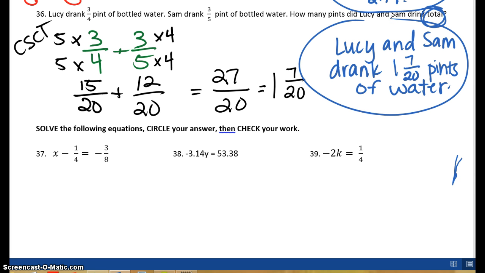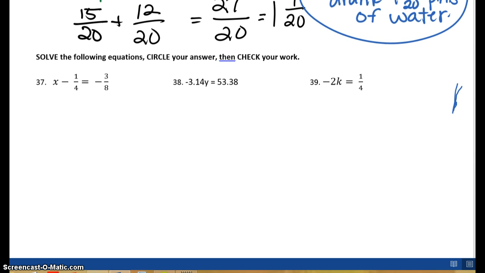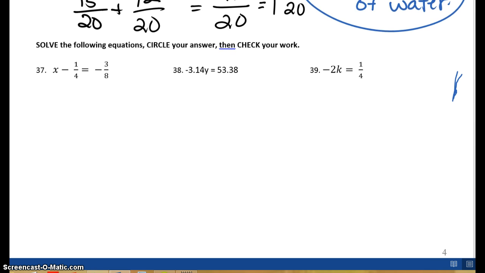Now going on to 37, 38, and 39. Solve the following equations, circle your answer, then check your work.